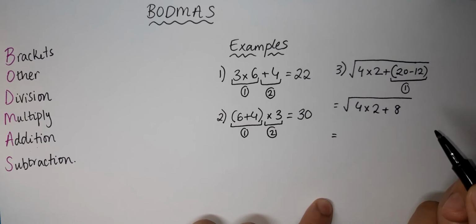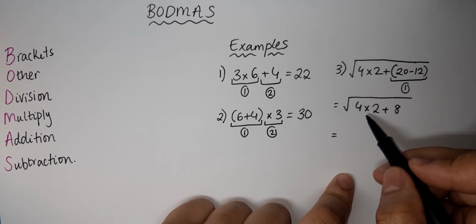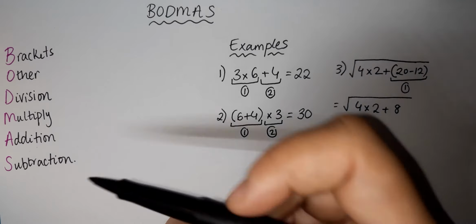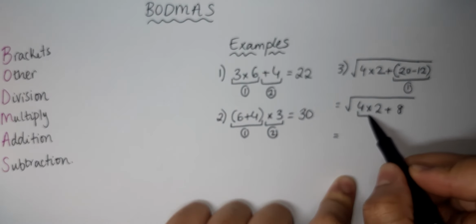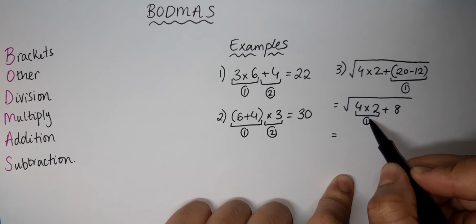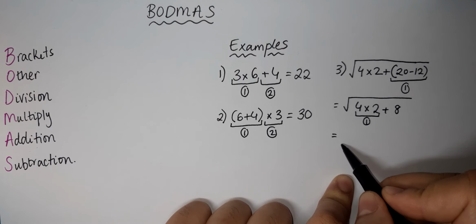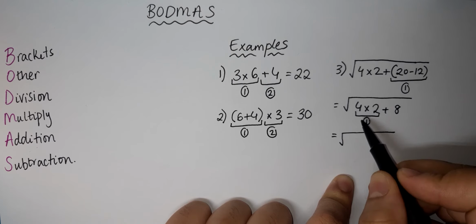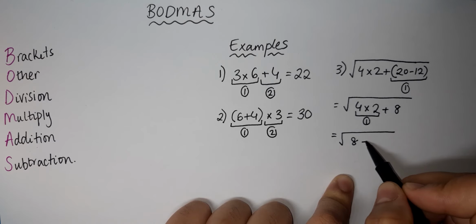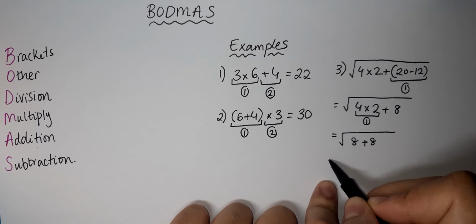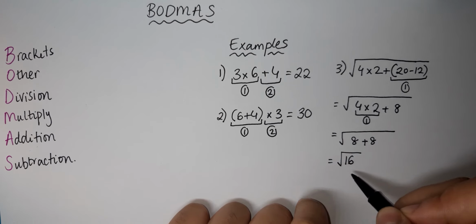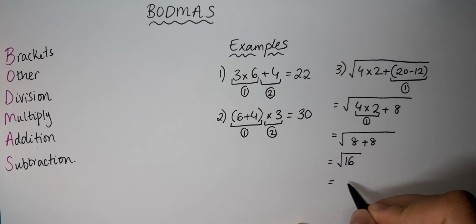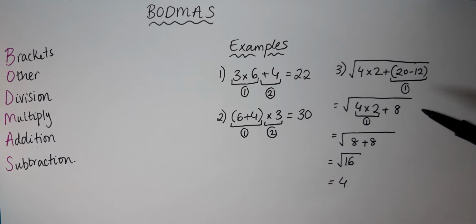So what's the next step? Here we've got a multiplication and an addition. If we look at BODMAS, we know that we need to multiply first. So we'd multiply here first. So 4 times 2 is 8. So we still have the root. 4 times 2 is 8, and we have to add 8. And this becomes the root of 16. And as we know, the square root of 16 is just 4. So that is the third example of using BODMAS.